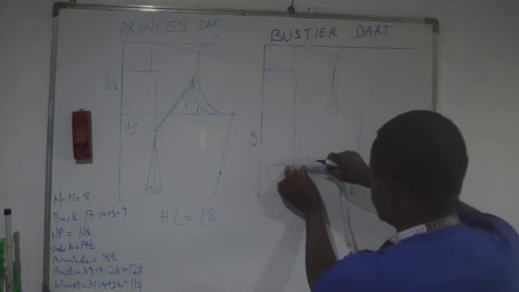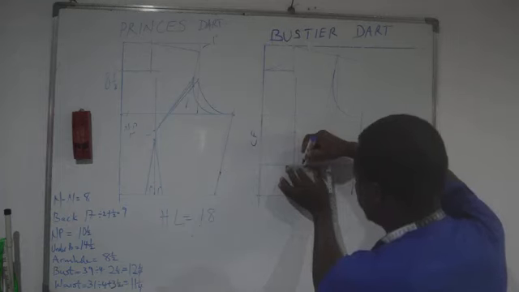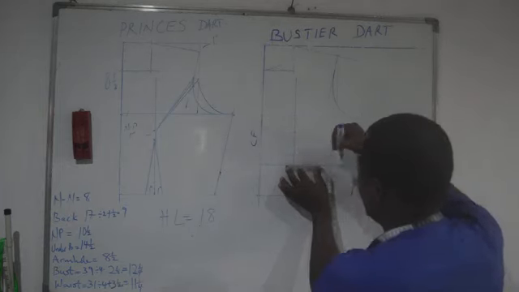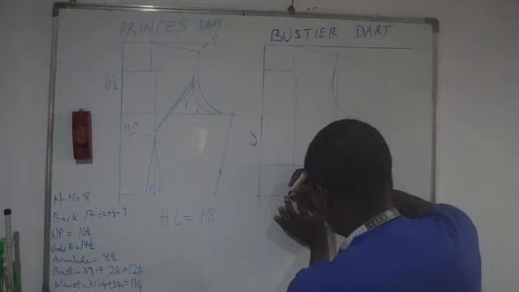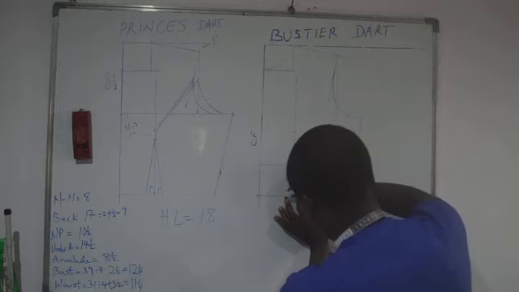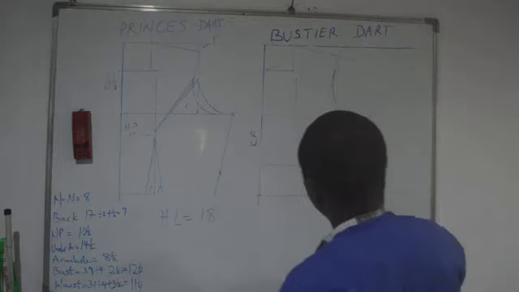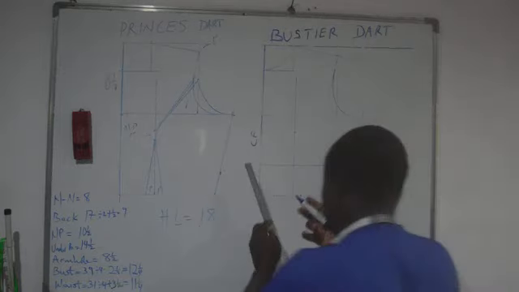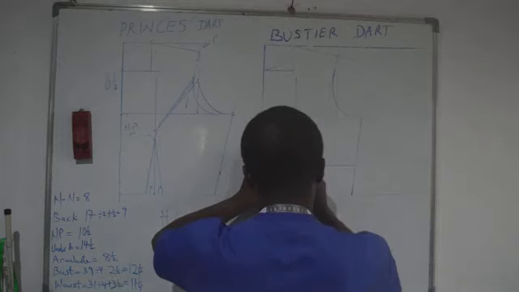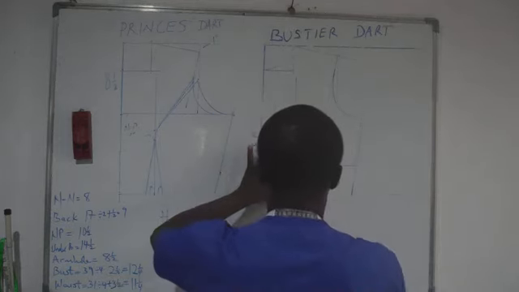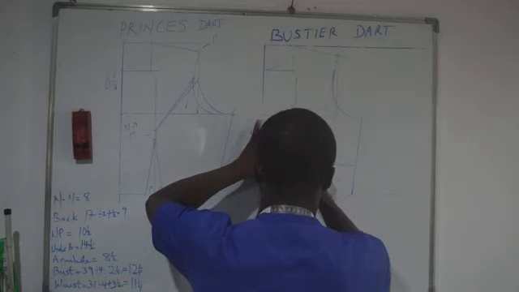Now, for these princess darts, we are going to take off 1 inch from here, and from here we are going to take off 1.5. Here also, we are going to take off half an inch, and here we take off 1 inch. Construct that using your ruler. Using your ruler, connect the points.